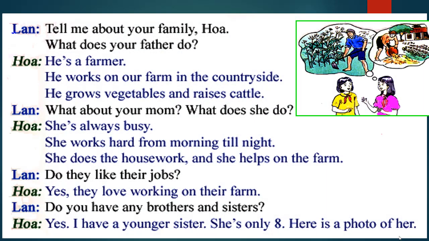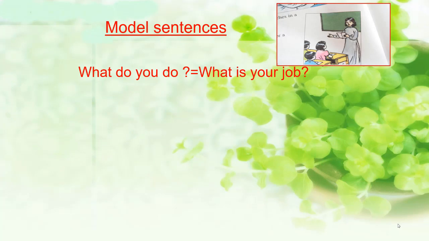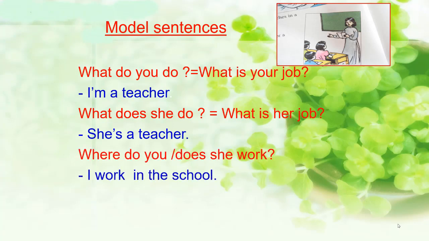You look at the conversation between Lan and Hoa again, and you will see the model sentence. What does your father do? He's a farmer. With the question, what does your father do, we ask about the job. First, what do you do? Or, what is your job? The answer, I'm a teacher. What does he do? Or, what is her job? Answer, she is a teacher. Where do you work? Or, where does he work? Answer, I work in the school. Or, she works in the school.